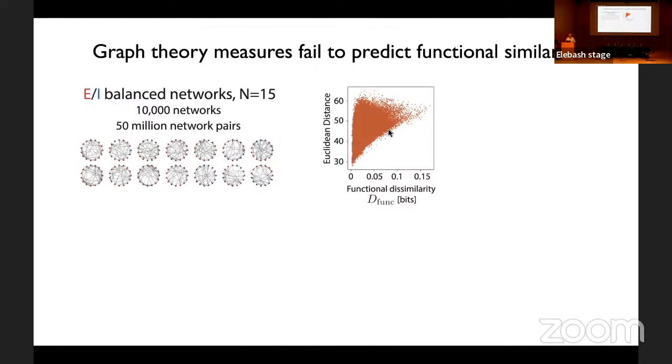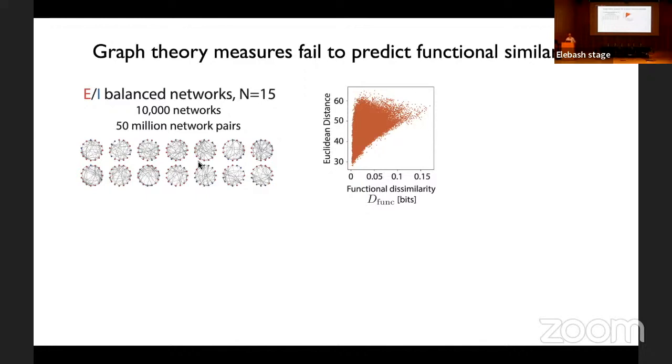Each of these dots is just one pair of networks. This is the similarity between the distributions of the responses, so this is the functional measure of how similar they are. And this is the Euclidean distance between these binary matrices, if you think of the graph, of the overlap of the two. And here, these were synapses that came from a log normal distribution to make Yuri Buzsaki happy. So this is just the Euclidean distance between these two matrices. And as you can see, there's virtually no relation between this measure of structural similarity and the function of these networks.